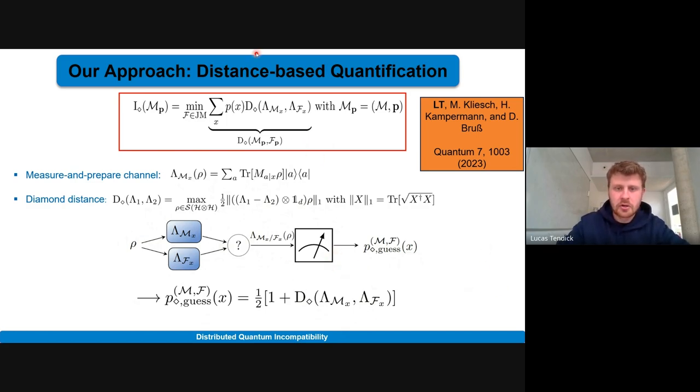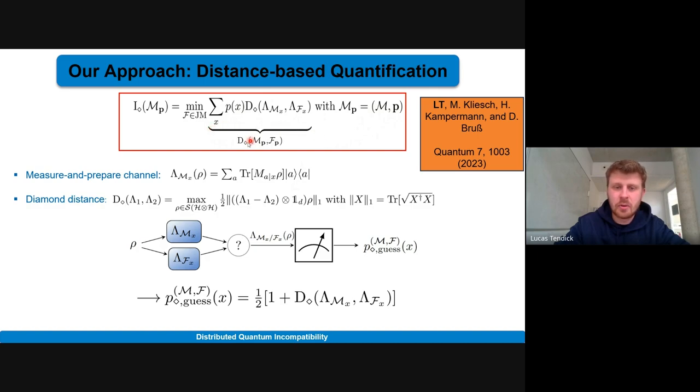And then what we are doing is we take the diamond distance between two POVMs, and to incorporate the whole assemblage, we sum over all settings X and also introduce this probability PX, which you can think of as the probability with which we would push one of these buttons X in an experiment. So we talk more about the properties of this tuple now, of our assemblage and these probabilities P.